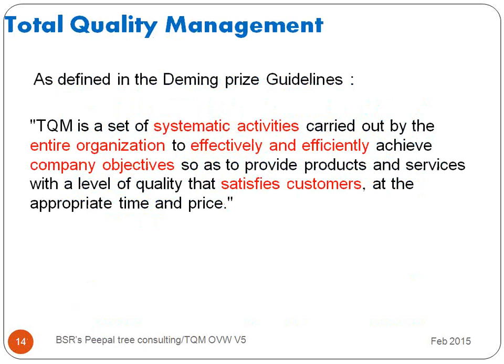a definition from a Deming Prize guideline, because one of the most respected models for total quality management, as many of you may be aware, is the Deming Prize. And if I take directly the lines from the Deming Prize guidelines, which is a little bit more of a classical definition, TQM can be defined as a set of systematic activities carried out by the entire organization. For what? To achieve the company objectives in an effective and efficient way.